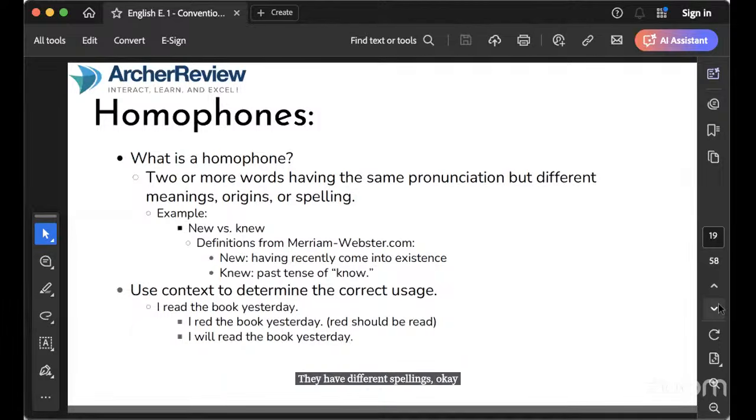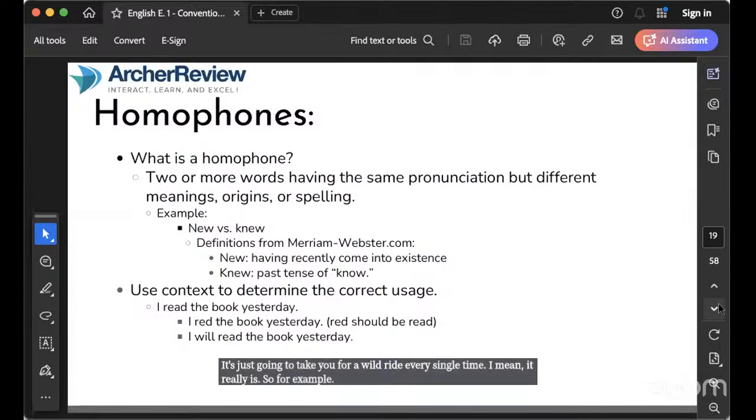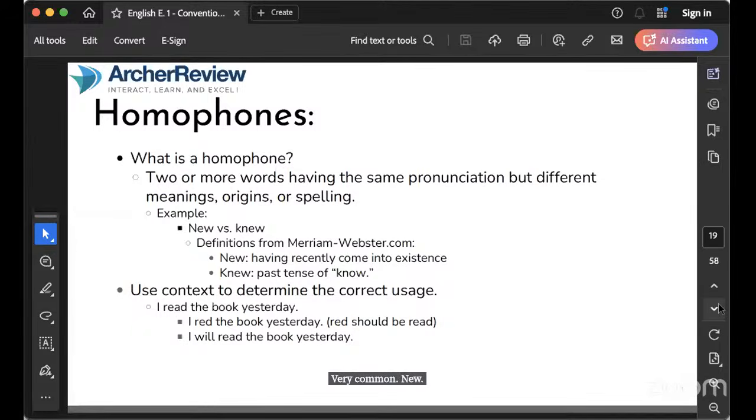Because again, with the English language, it's just going to take you for a wild ride every single time. So, for example, very common, new, N-E-W, versus knew, K-N-E-W. When I pronounce them, new and knew, they sound just alike, like I'm just saying it double time. But as you can see right here, they are spelled differently. One has a K in it, the other one does not.